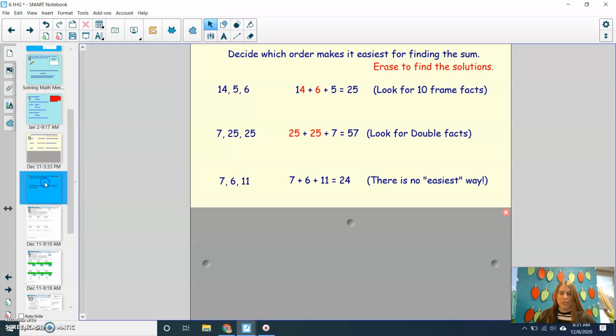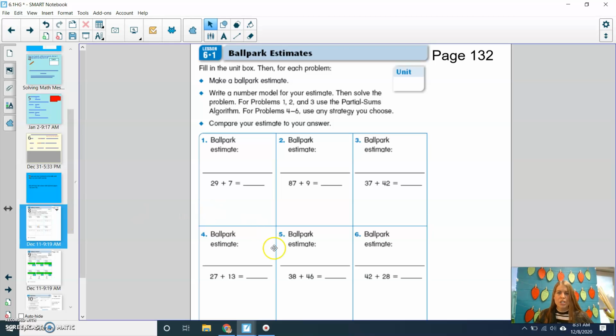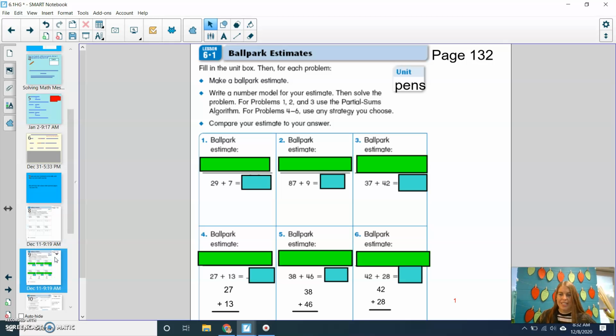But the next thing that we'll do is open up our math journal, and we're going to first look at page 132. So 132 looks like this, where you're going to make a ballpark estimate and write a number model for your estimate, and then actually solve and think about if your estimate was close to your actual answer. So why don't we do just number one right away together so that you know what to do on this page.